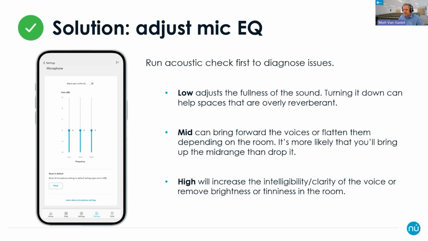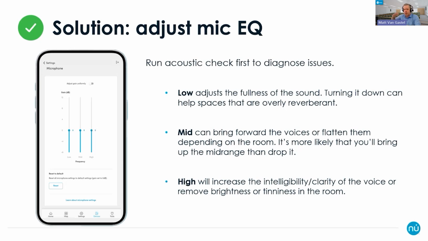Mid is the big one. Mid brings the voices in the room. Now, that could flatten out the voices too if you've got a little bit too much, but ultimately what I recommend more often than not is we're going to drop that bass, we're going to bring the mids up. That deals with reverberance, brings the speaker a bit more forward in the mix, and overall you're going to get a bit better performance.